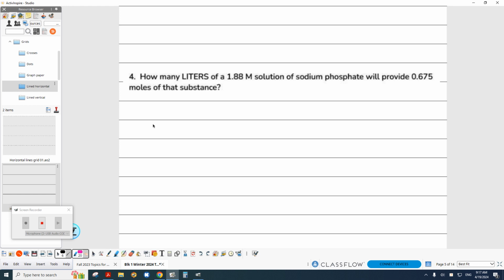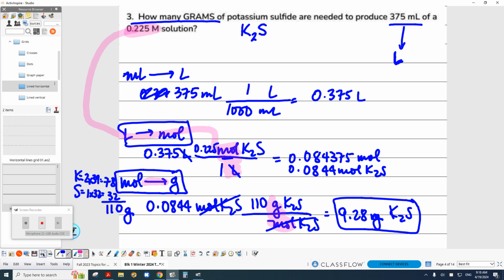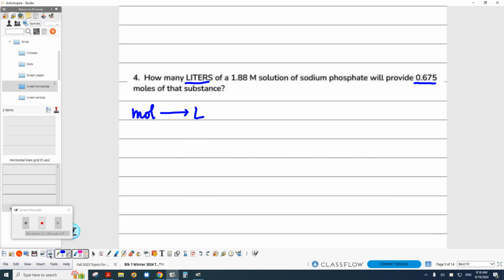You know the moles. The moles is right here. The moles is 0.675, and we're looking for liters. When we're converting from moles to liters, you use the molar mass. I mean the molarity, sorry. You use the molarity. So moles. You have to start with 0.675 moles.